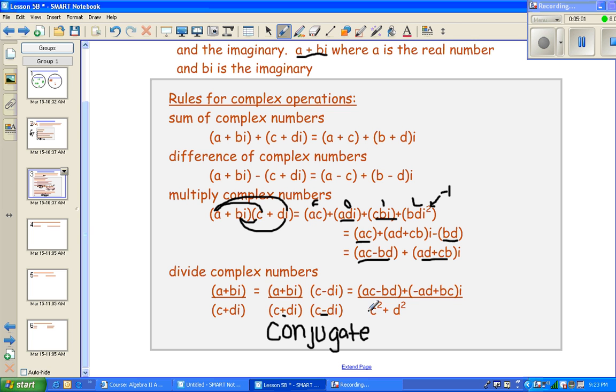And through the FOIL method, what happens there is your imaginaries go away, and you would just be left with a numerical term on the bottom. But to be fair, whatever you do to the top, you have to do to the bottom, because this in essence is just 1. So that's why the top needs it as well. Well, we'll do some examples with that.